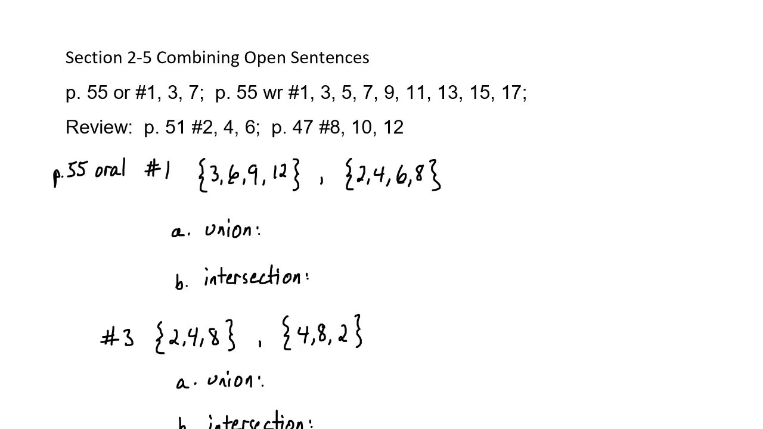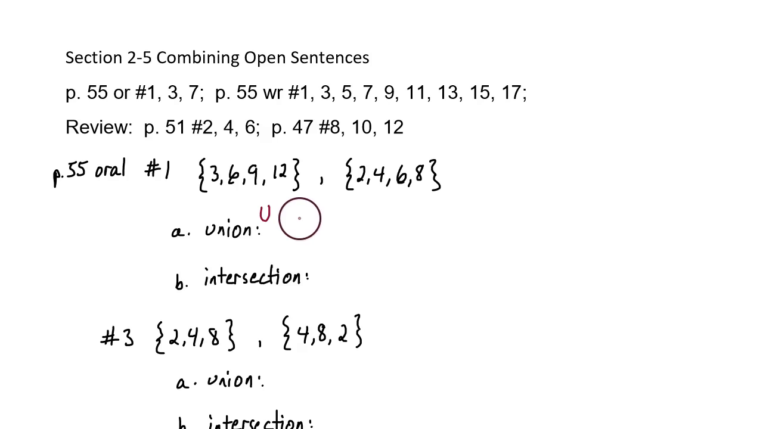Here's the answer for page 55, the oral exercises. Number 1. We're given a set with 4 elements in it and another set with 4 elements in it. And for question A, we're asked to create the union of the sets. The symbol for union looks like this.